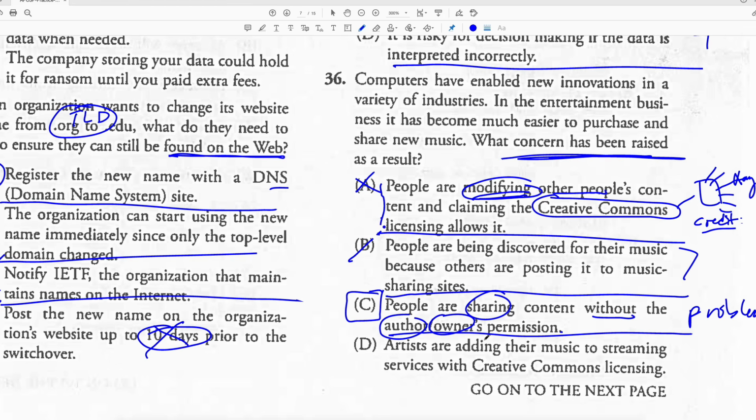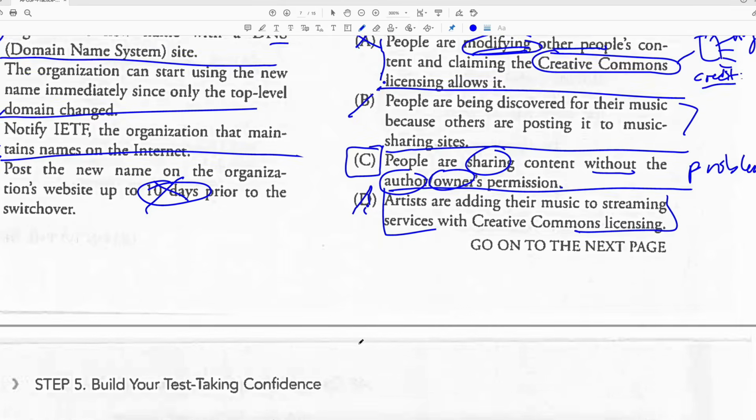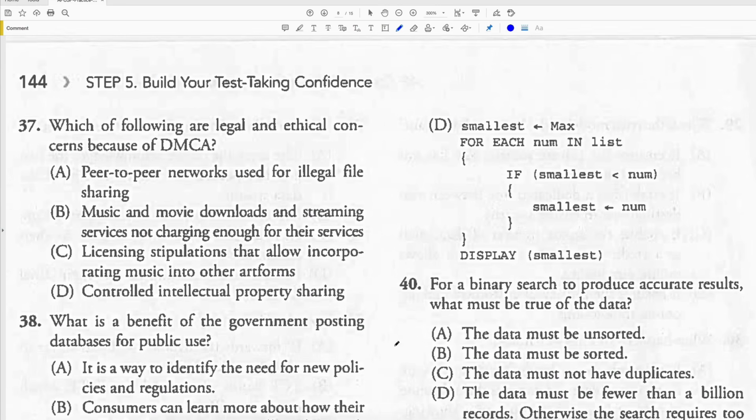And D, artists are adding their music to streaming services. If that's happening, then they're choosing to do that. It's not a problem. No problem there. All right, so that was 36. Scooting over to 37.